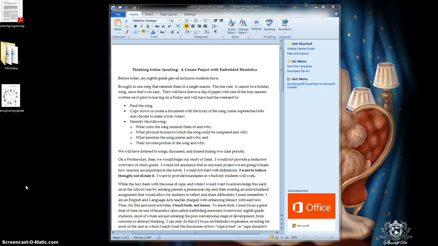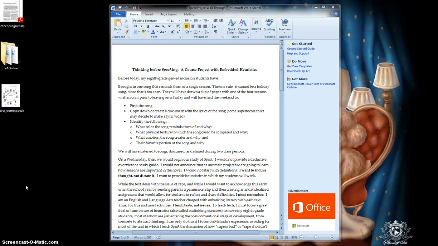They're past that. They will have drawn a slip of paper with one of the 4 seasons written on it prior to leaving on a Friday, and they will have had, so notice how I'm orienting you, a weekend to do the following. Find the song, copy down or create a document with lyrics. They could do some other things too. They've got choice. And then, using the song, identify the following.